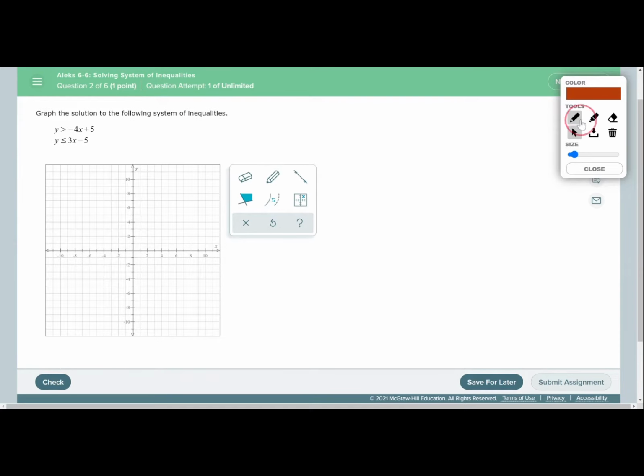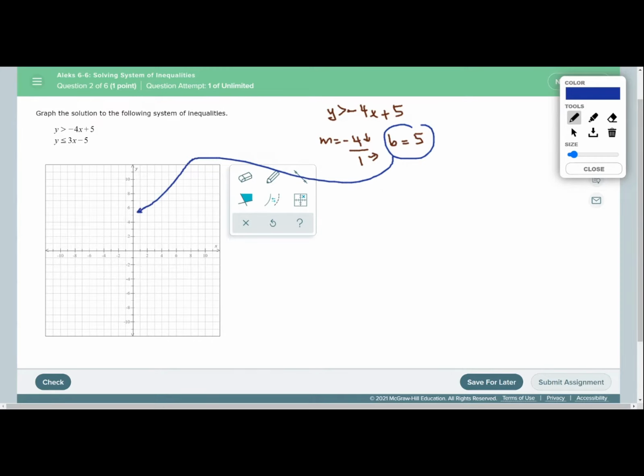Okay. All right, for the next problems I'm going to move kind of faster because it's the same concept every time. Okay, y greater than negative 4x plus 5. M is negative 4, b is 5. Negative 4 over 1 tells you to go down 4 and run 1, beginning at 5. All right, begin at 5, right here. Down 4 over 1: 1, 2, 3, 4, over 1. 1, 2, 3, 4, over 1.